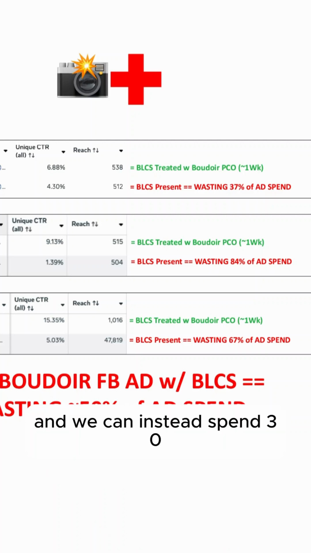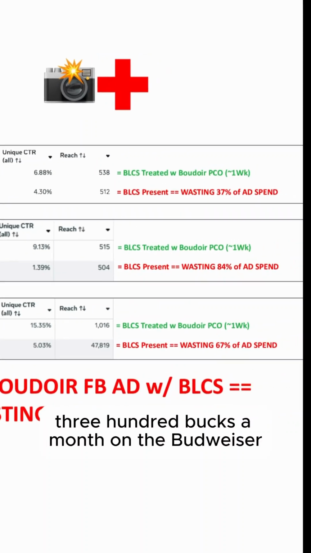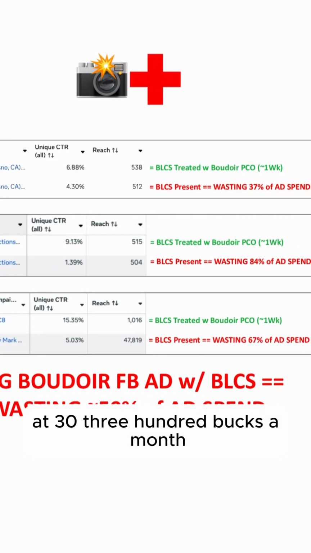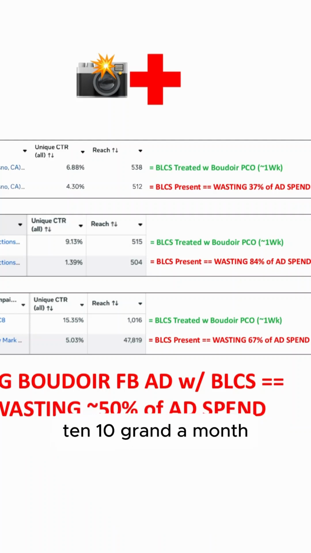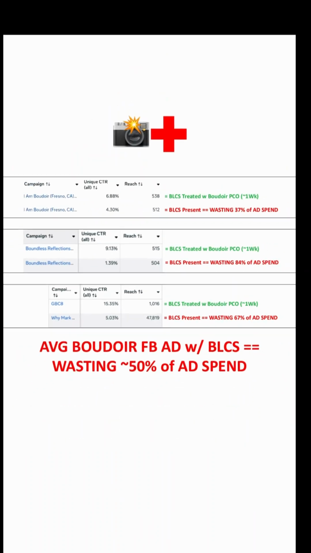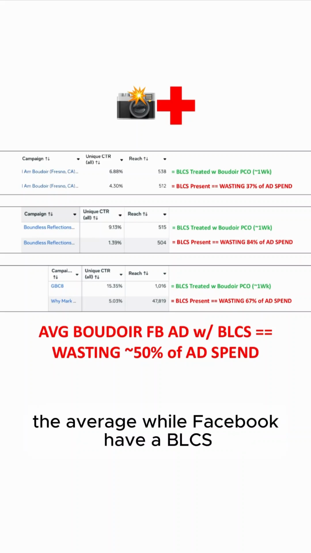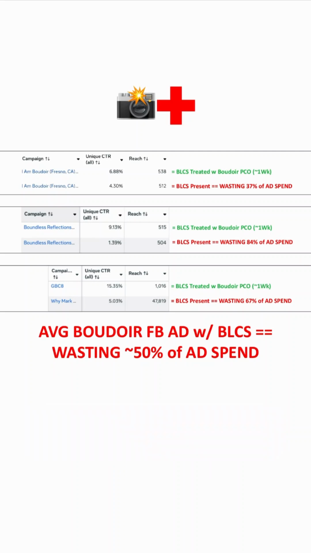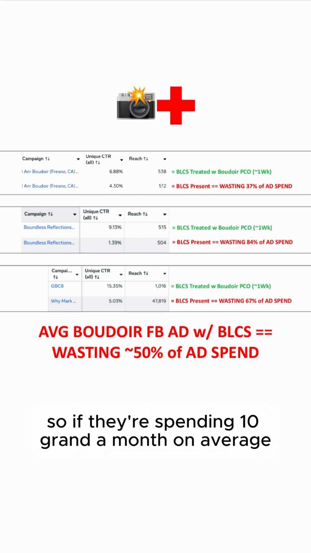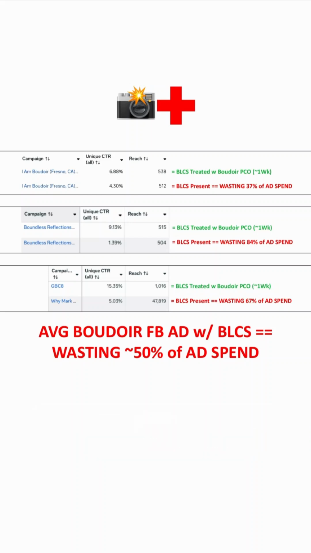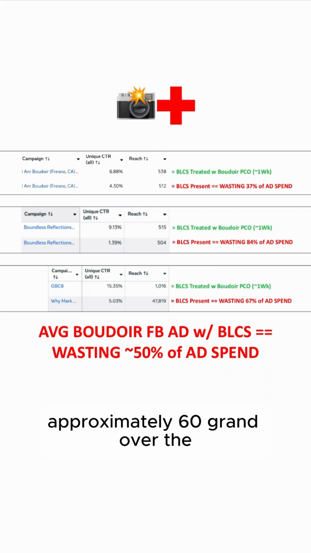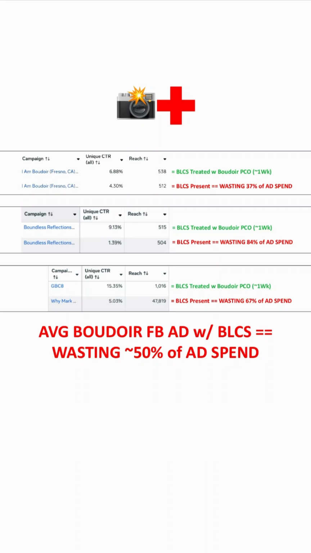And we can instead spend 3,300 bucks a month on the Boudoir Pico treated ad and get our ad into the same number of women's brands at 3,300 bucks a month compared to the original at 10 grand a month. And from all the numbers here from my testing, the average Boudoir Facebook ad with BLCS wastes approximately 50% of its ad spend, literally half going down the drain. So if they're spending 10 grand a month, on average, 5K every month, or approximately 60 grand over the next 12 months is being wasted.